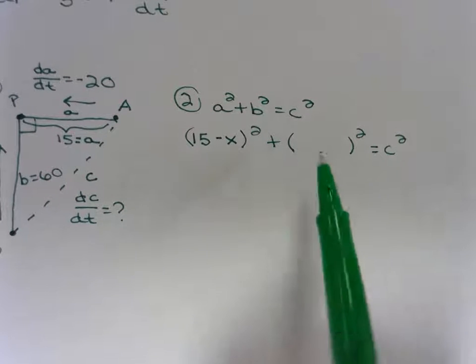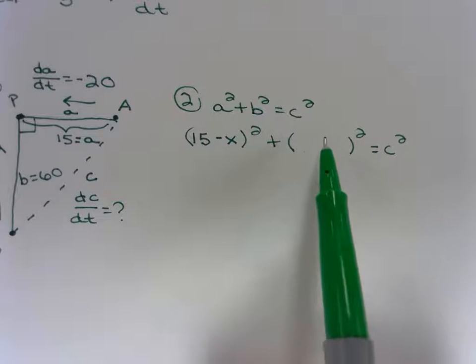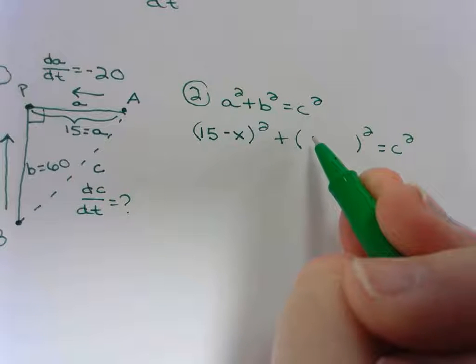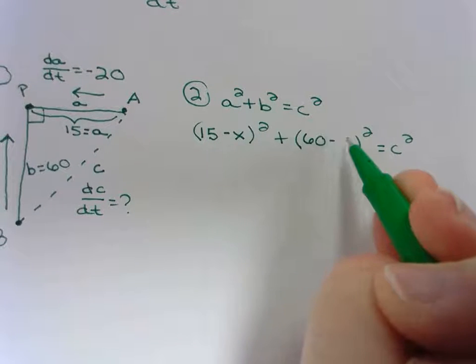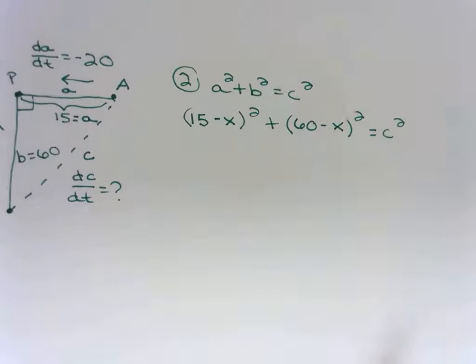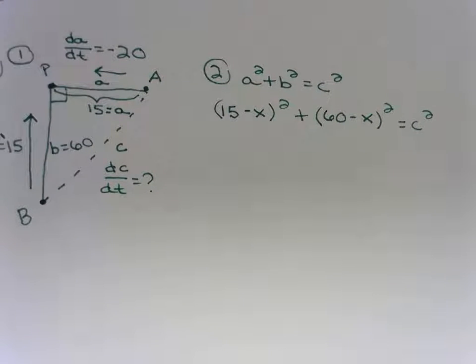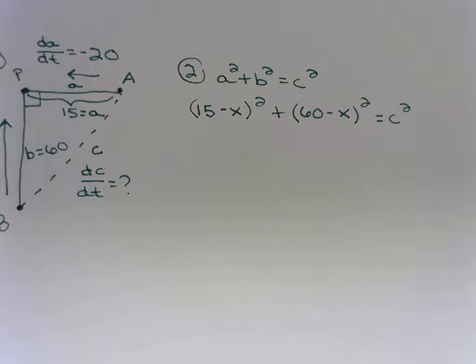Now if I look at B, it's going to be the same way. B, what distance do I start with? 60 minus however far I go after an hour, because it's the distance after an hour. So I want to know how far away I am after an hour. So there's my formula. Let's go ahead and take the derivative and see what I have here.